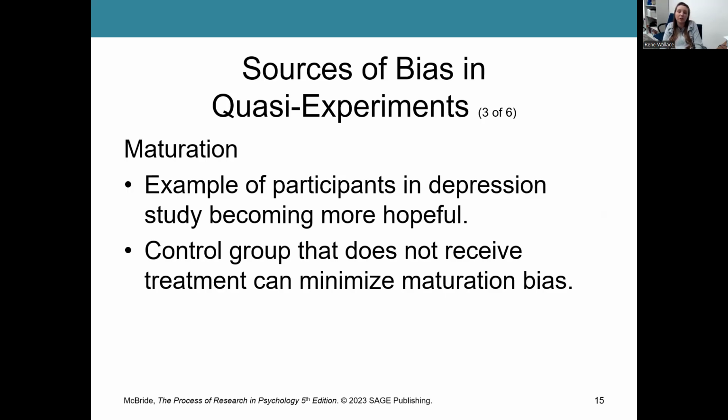Like maybe people in a depression study get more hopeful. Well, they might have gotten more hopeful anyway. Because if we have a control group though, and we see if they get more hopeful without this treatment, then we can really see, was this because of maturation or is it because of my treatment?